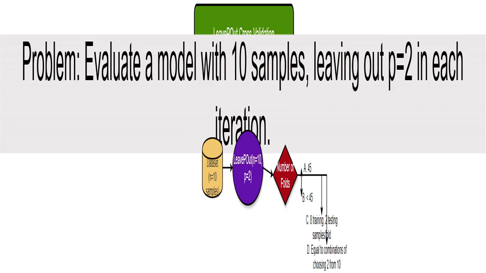Think of it like this. Imagine you have 10 cards, and you're trying to predict the values on some of them. Each time, you put aside 2 cards, your testing set, and use the remaining 8 to train your prediction model.